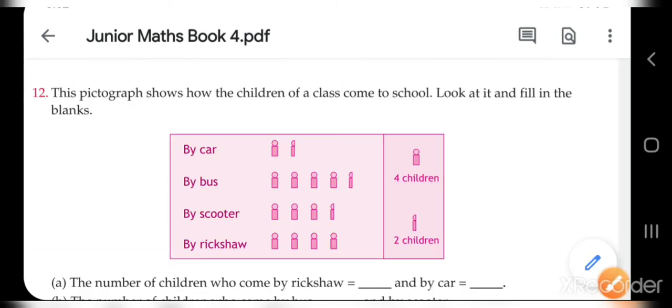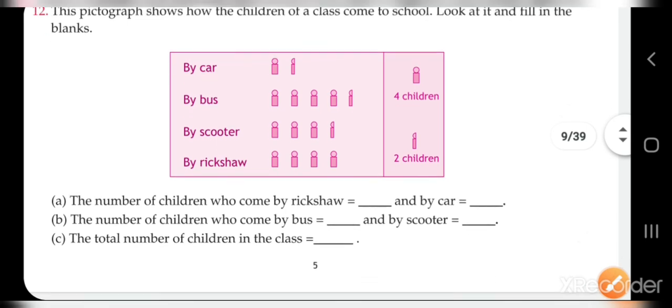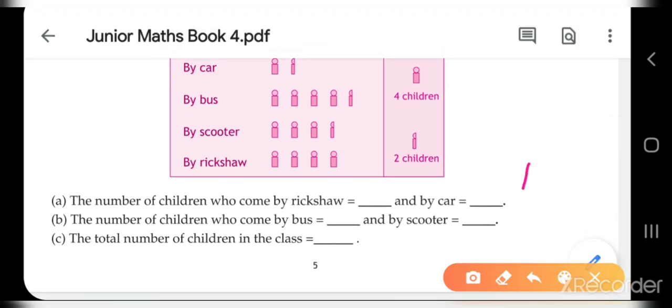Okay, so question number 12. This pictograph shows how the children of a class come to school. Look at it and fill in the blanks. First you have to understand what the indicator, the sign that has been made, is showing. See, this indicates 4 children and this indicates 2 children. So you will add and find the number of students. When you add, it will be 6.